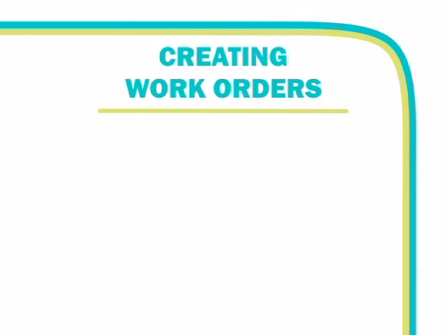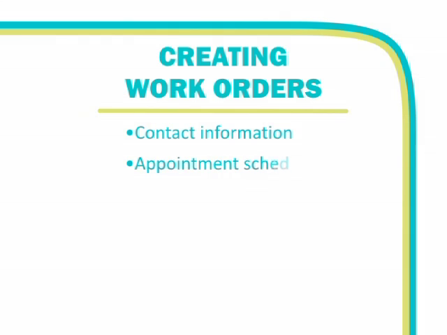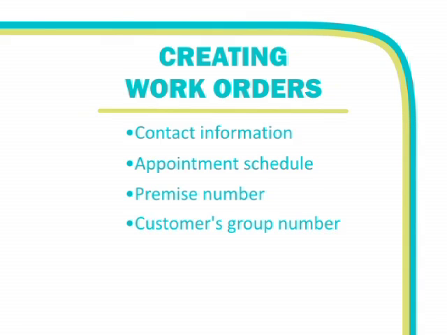The work order will have the customer's contact information, the appointment schedule, premise or account number as selected by your utility, customer's group number, and any notes such as directions or special instructions you believe are important for the energy specialist to be aware of. The work order may also need to include the customer's substation number. Check with your supervisor if your utility will include this information on the work order.